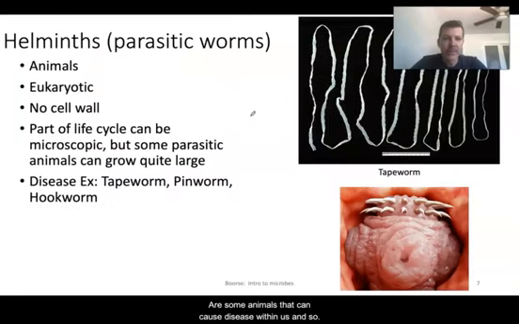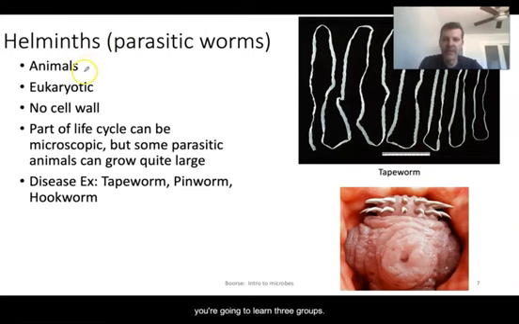There are some animals that can cause disease within us, and a large group of these are called helminths collectively. They're parasitic worms. We're going to look at these more on the lab side of things pretty early in the semester, and you're going to learn three groups of different parasites. Two of those major groups are categories of helminths. So these are animals, which means they are eukaryotic. All animals lack a cell wall. And some of these can be quite large.